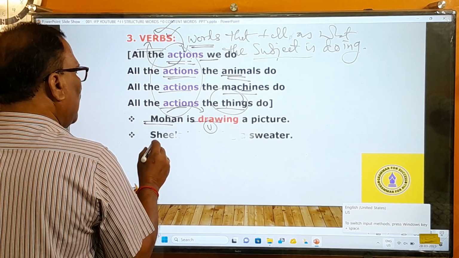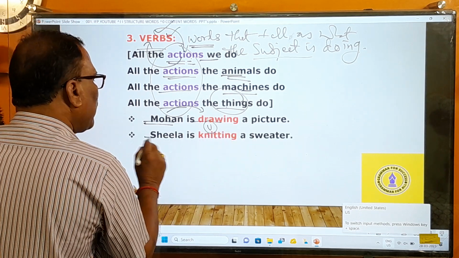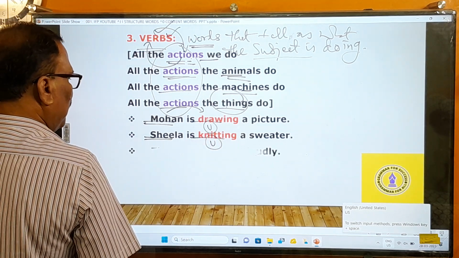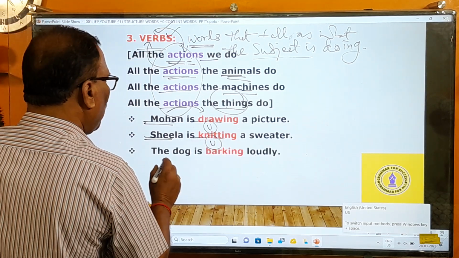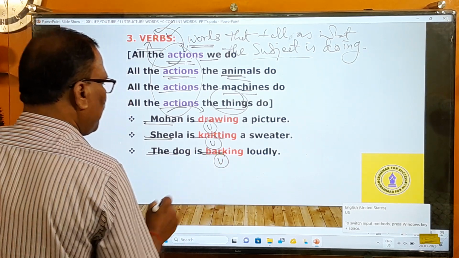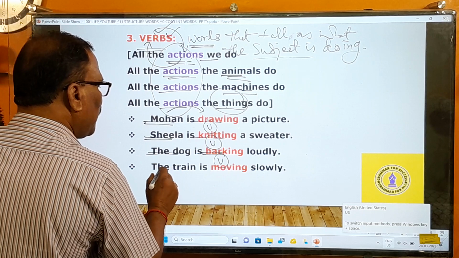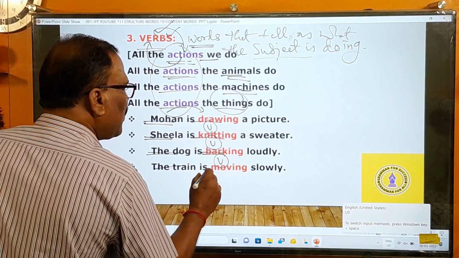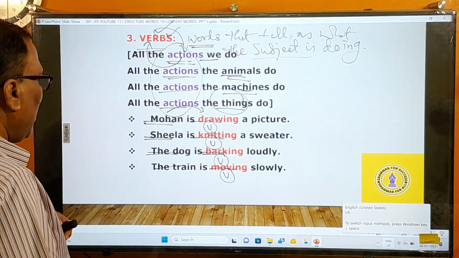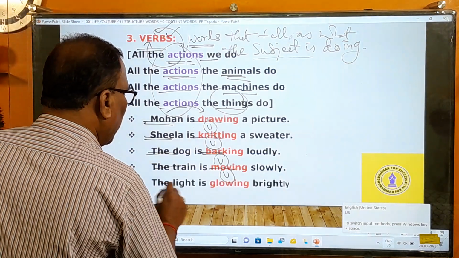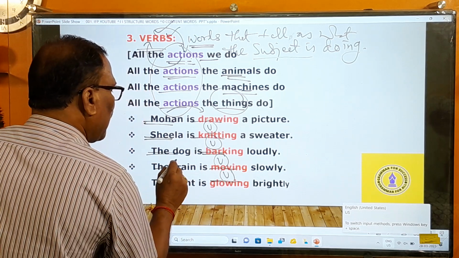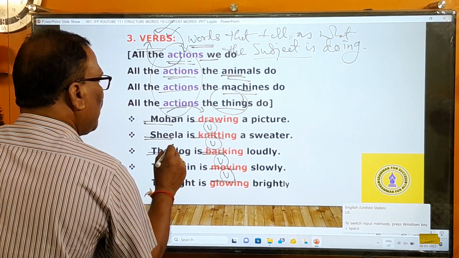And then, Sheila is knitting a sweater. What action is Sheila doing? Knitting. Knitting is a verb. The dog is barking loudly. What action is this animal doing? Barking. This is a verb. The train is moving slowly. What action is the train doing? It's moving slowly. Moving is a verb. And last example, the light is glowing. Light comes under a thing, train comes under a machine, dog comes under an animal.